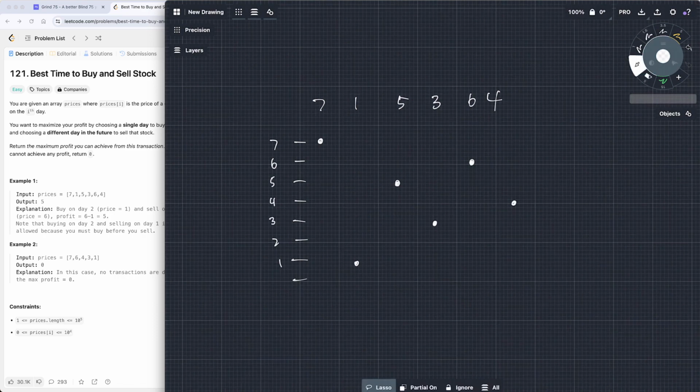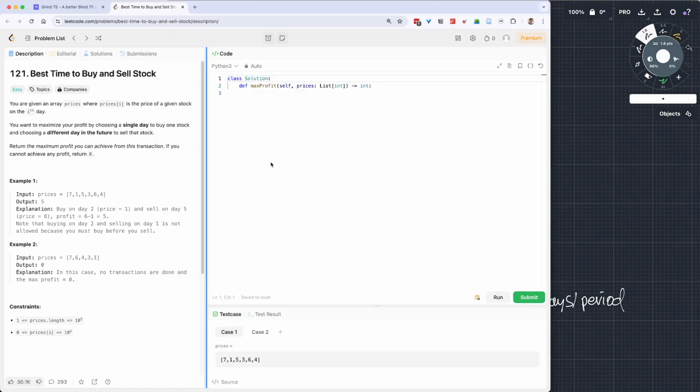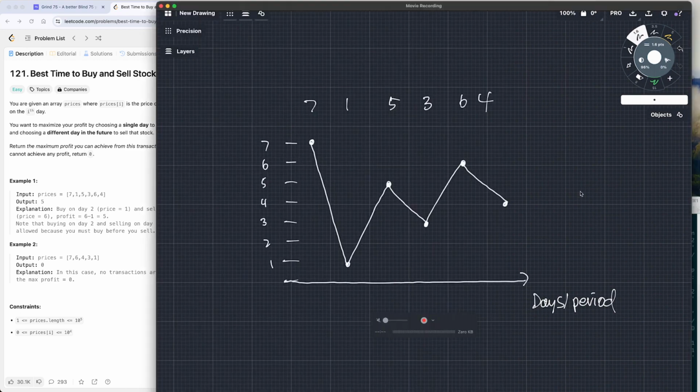Okay, so you imagine that this is a day, this is another day, this is a day, another day, and this is a day. And pretty clear that what we have here is an x-axis and the y-axis, this being days or periods, however they want to talk about it in the question. They're calling it days. So this is going to be days.